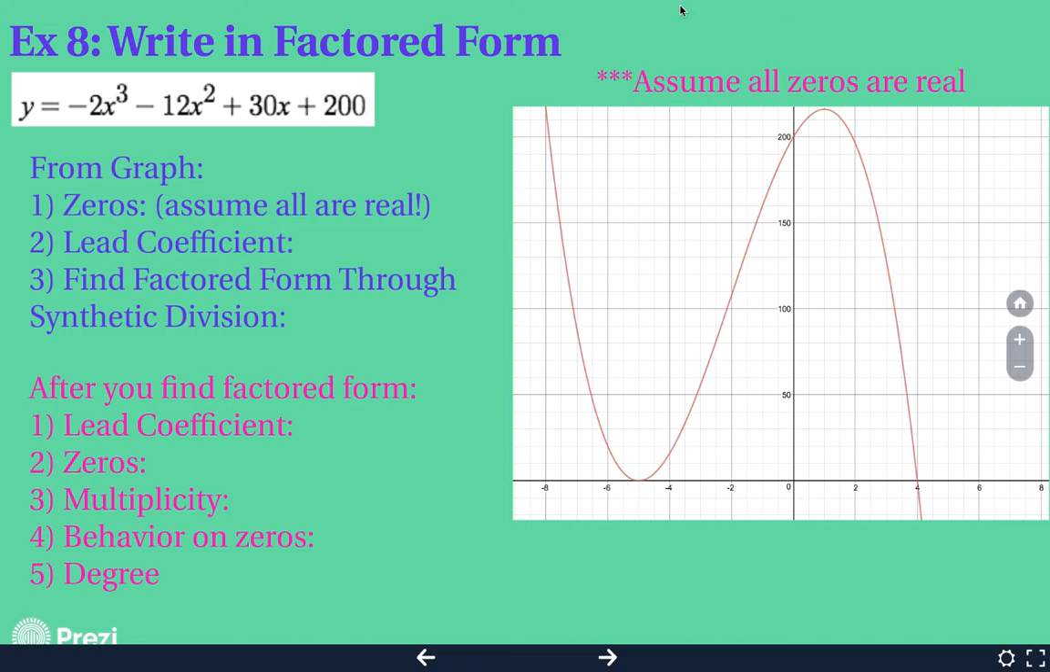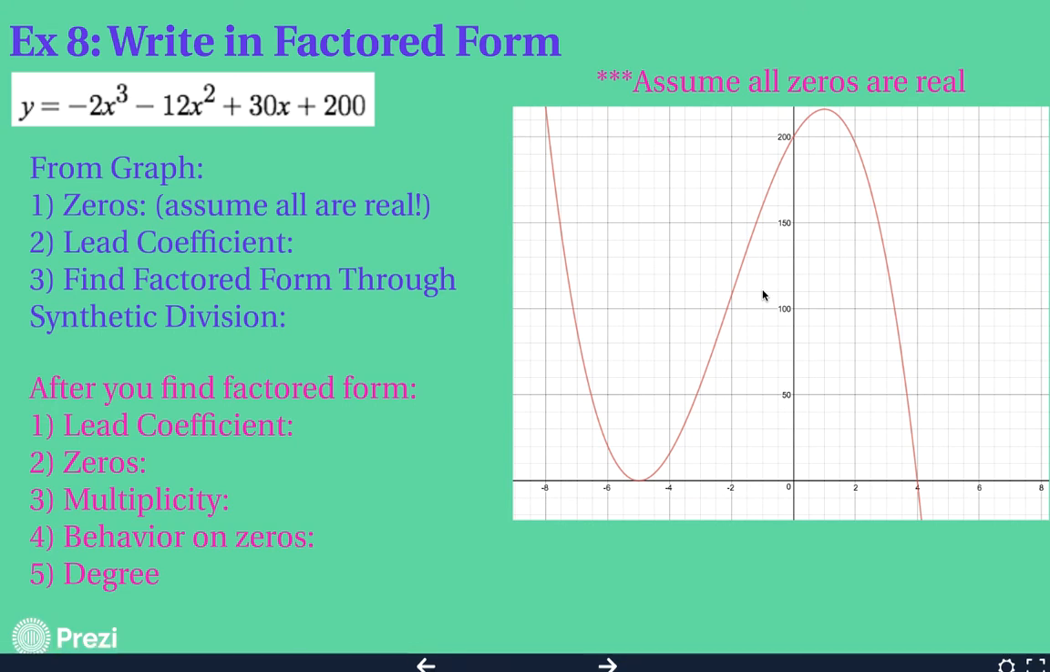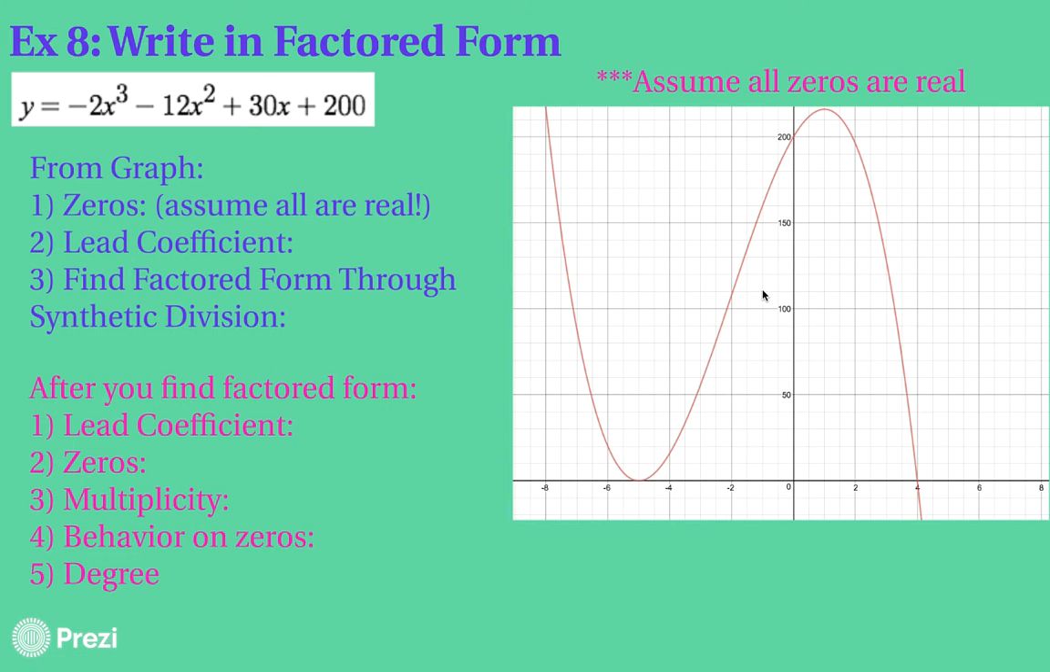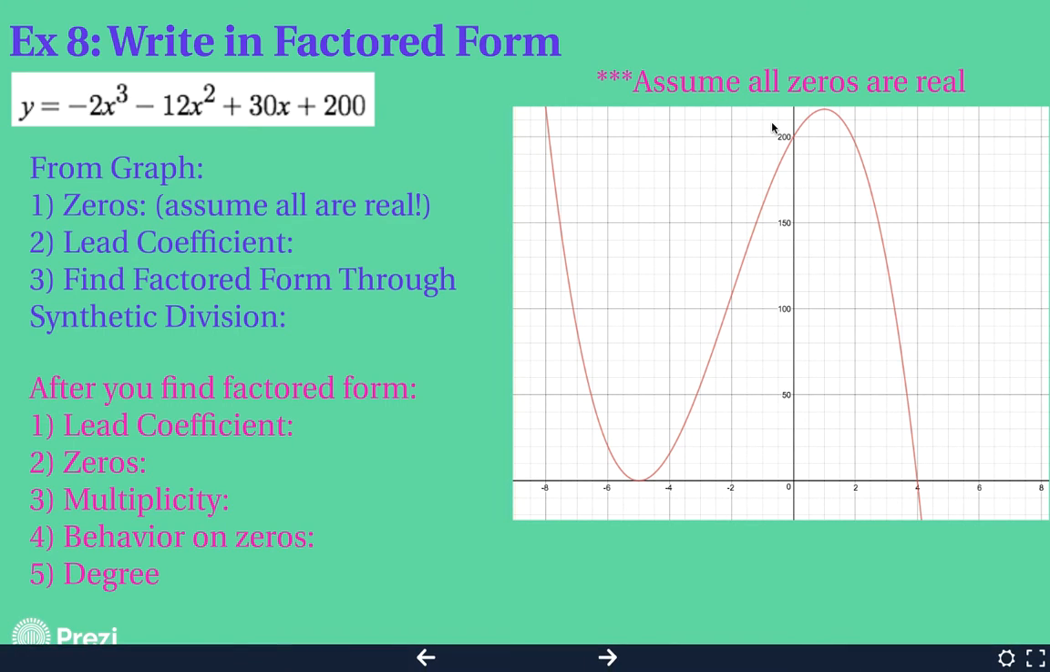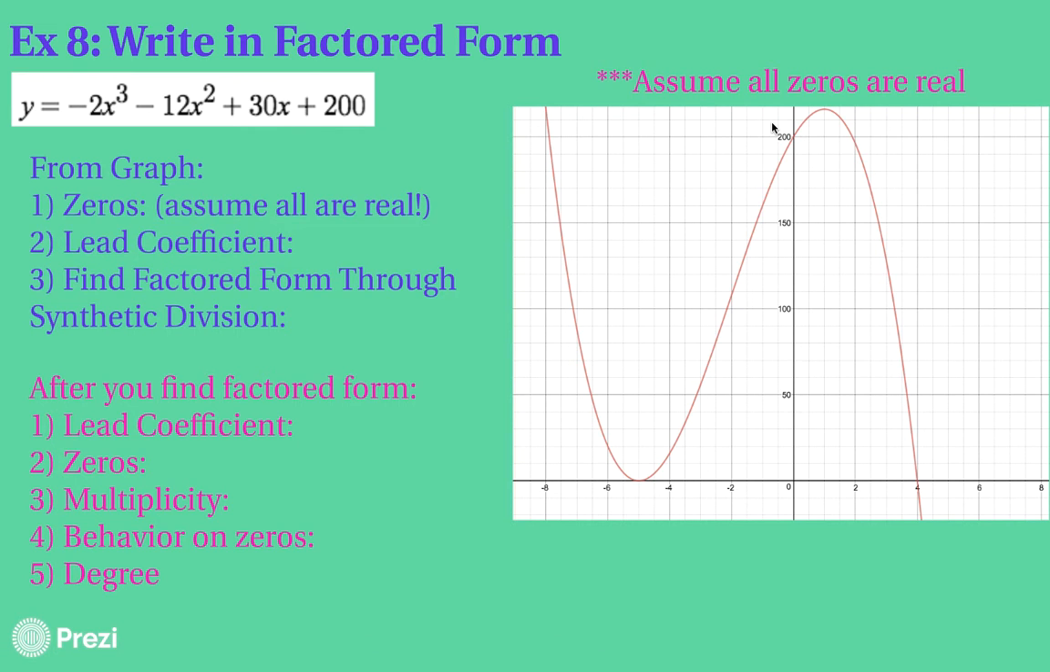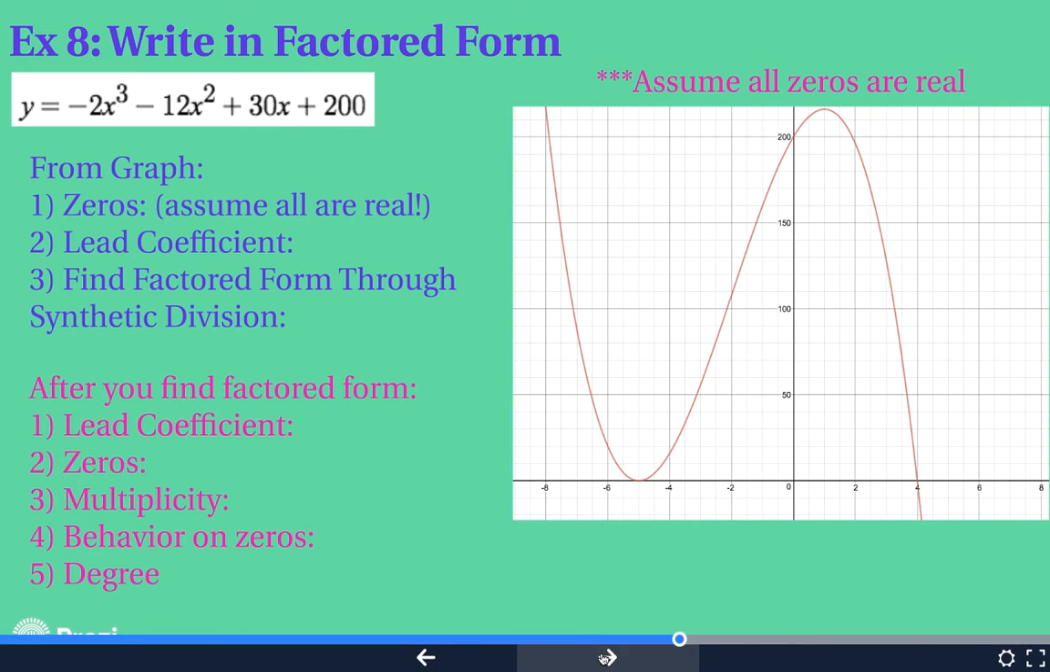When we do these problems and I give you the graph, we're going to assume all the zeros are real, because we can only see real zeros on this graph. We cannot spot the imaginary zeros. So in all these kinds of problems, all of our zeros will be real zeros. So go ahead and pause the video and watch example 8, you guys.